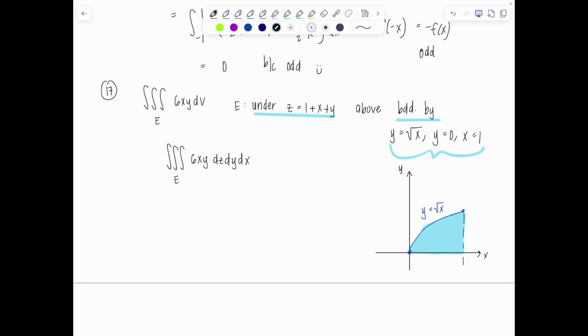So look at the picture. Let's do limits for x. Since they're last, they have to be constant. So x is going to go from? X from 0 to 1. Beautiful. What about y? 0 to rad x. And then z, look at how they told you E is defined. So we go from 0 to the plane. Yeah, 0 to the plane.